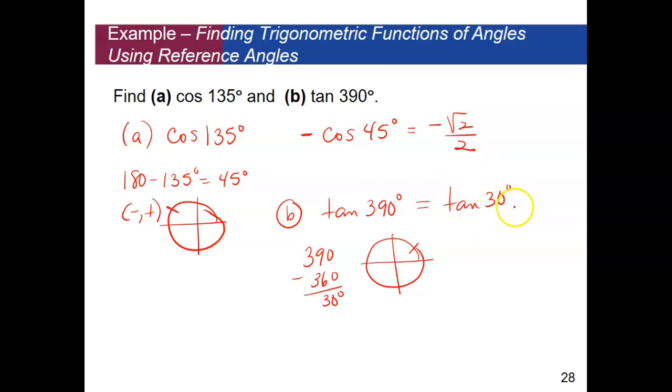So the tangent of 30 degrees, if 30 degrees is the same as pi over 6, so those coordinates are square root of 3 over 2 and 1/2. And if you do sine over cosine, then what you're going to end up with is 1 over the square root of 3, or if you rationalize that, square root of 3 over 3.